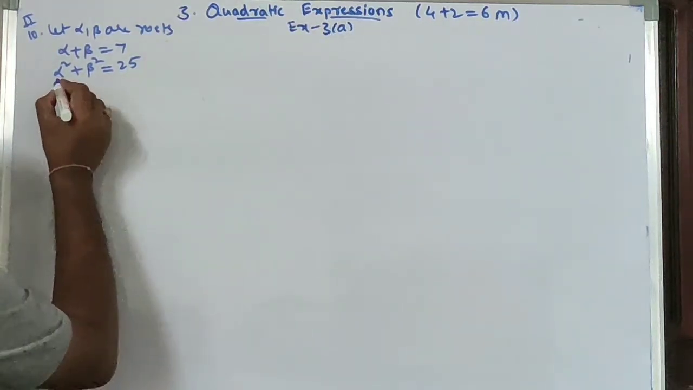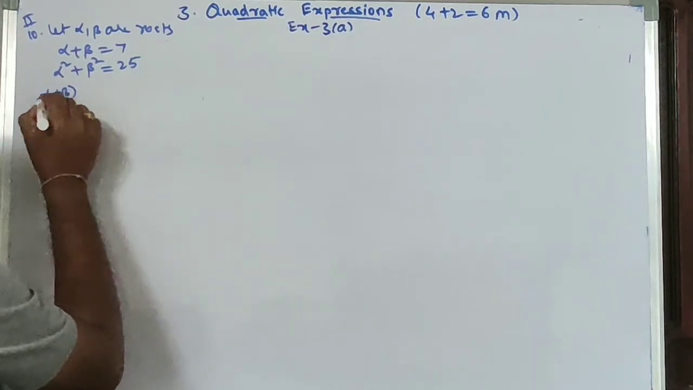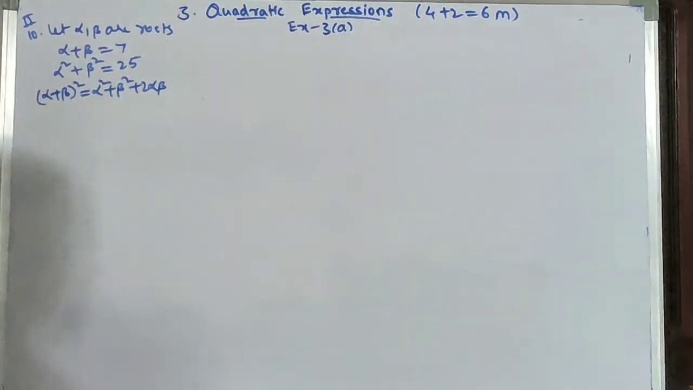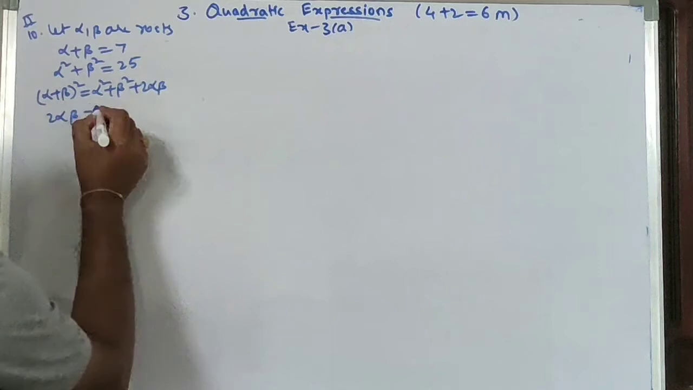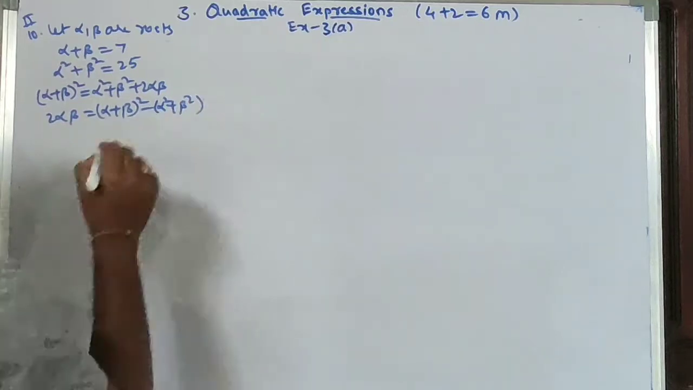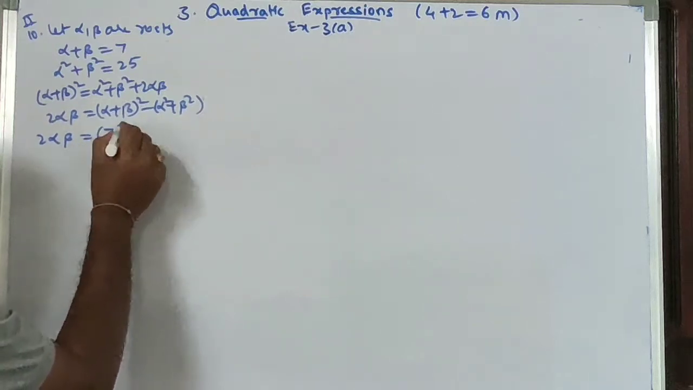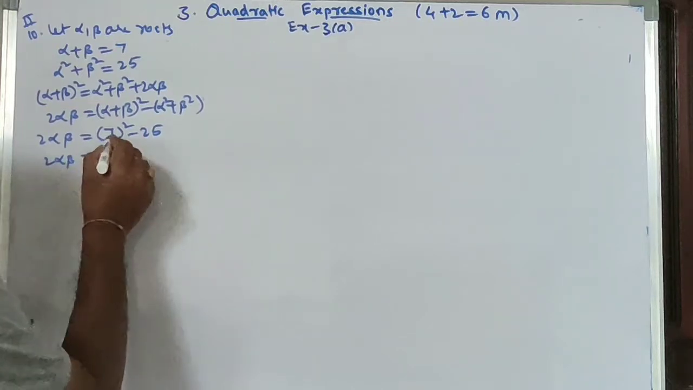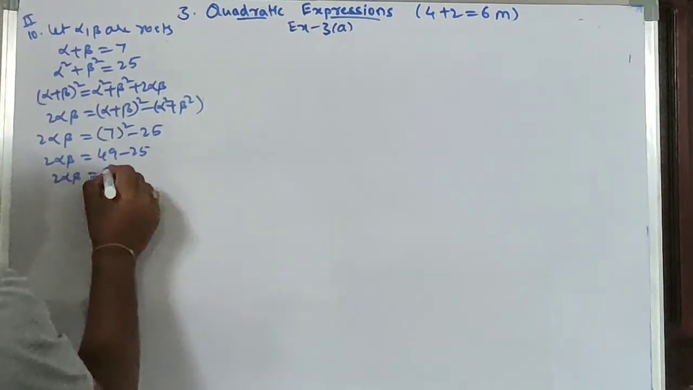So here alpha square plus beta square equal to 25. Alpha plus beta whole square equal to alpha square plus beta square plus 2 alpha beta. Now here 2 alpha beta equal to, bringing this outside, alpha plus beta whole square minus alpha square plus beta square. We know alpha plus beta is equal to 7, and alpha square plus beta square is equal to 25. So 2 alpha beta equal to 49 minus 25, equal to 24.